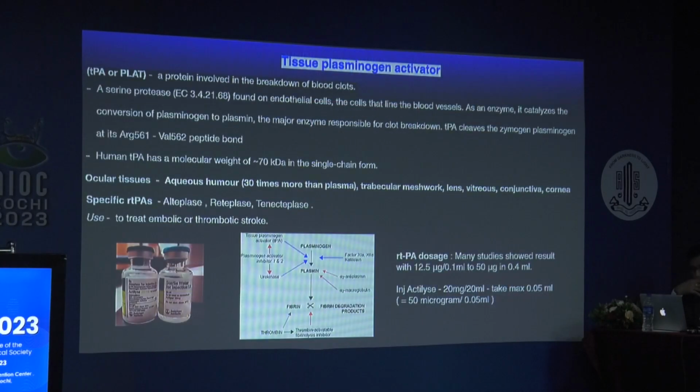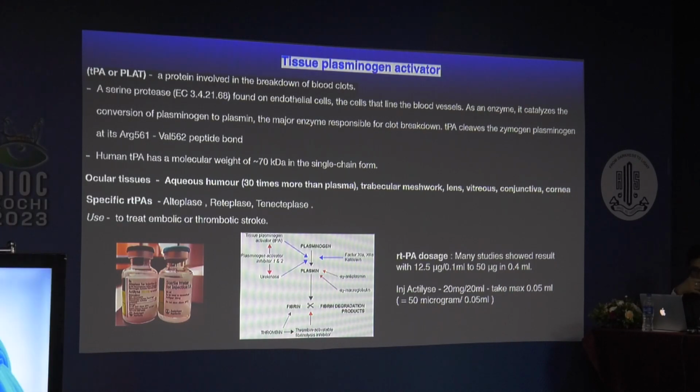Why am I using TPA? TPA is actually normally available in our eye. That is the factor responsible for spontaneous resolution of hyphema or vitreous hemorrhage, which occurs naturally because of the natural coexistence of TPA inside the vitreous cavity or in the aqueous humor.